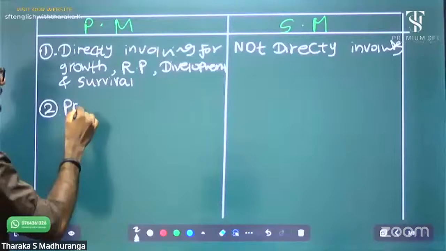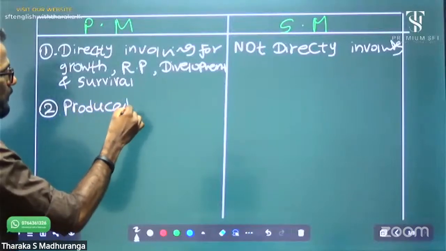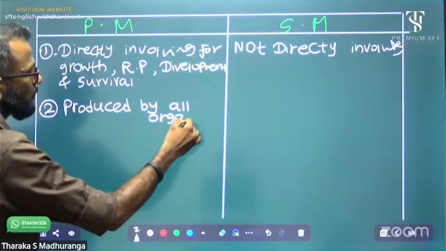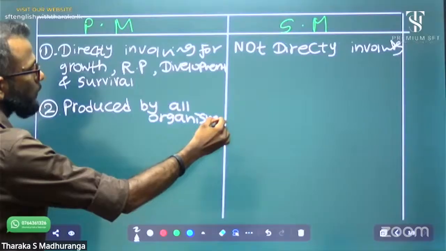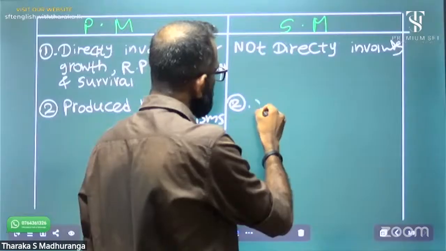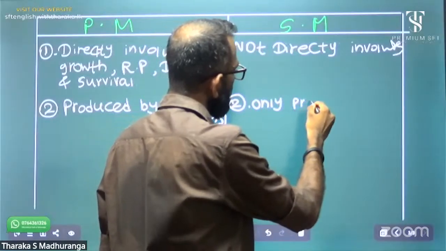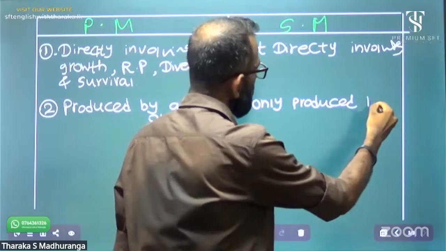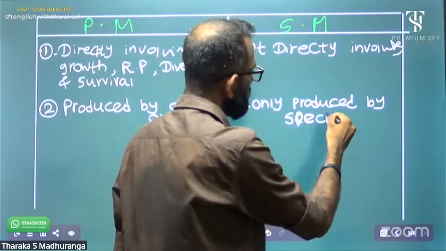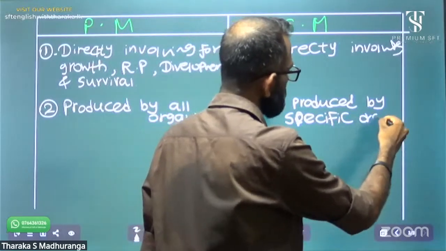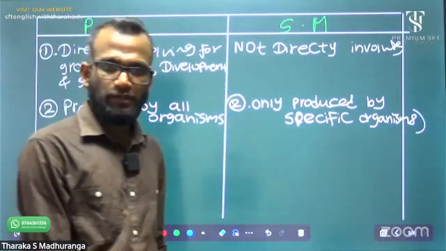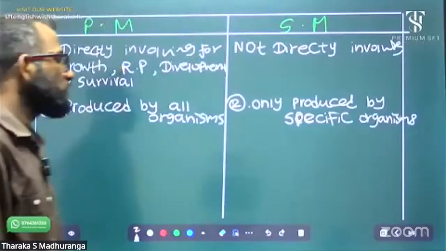What is the second one? Primary metabolites are produced by all organisms. Secondary metabolites are only produced by specific organisms.